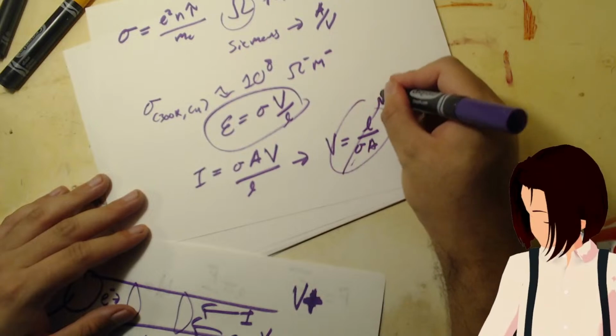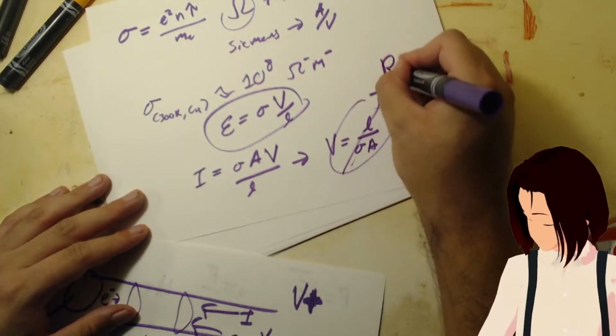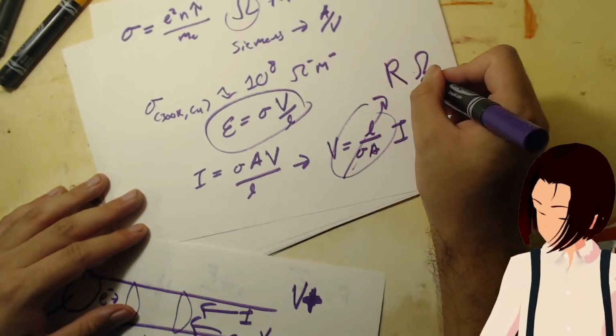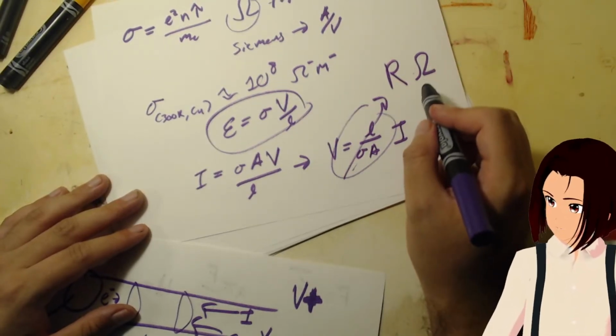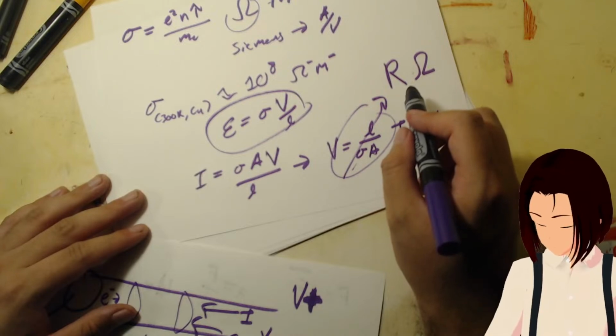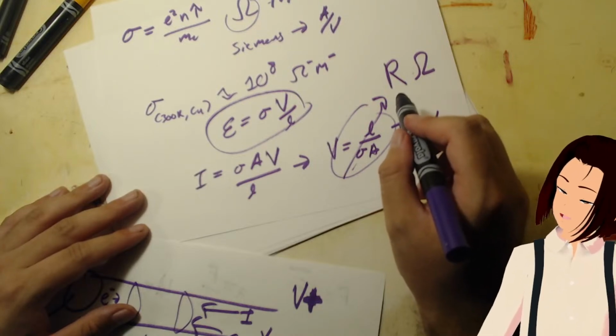This is Ohm's law. And that is ohms. That's a symbol for ohms. And we just solved all of our problems.